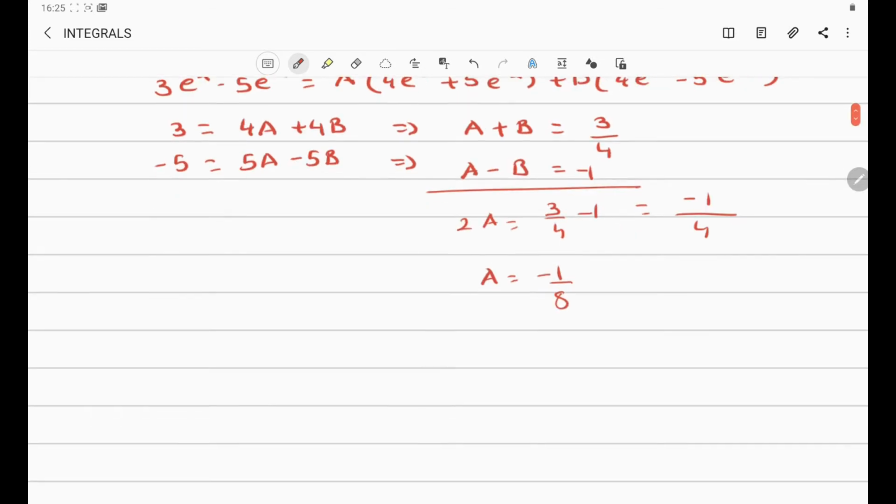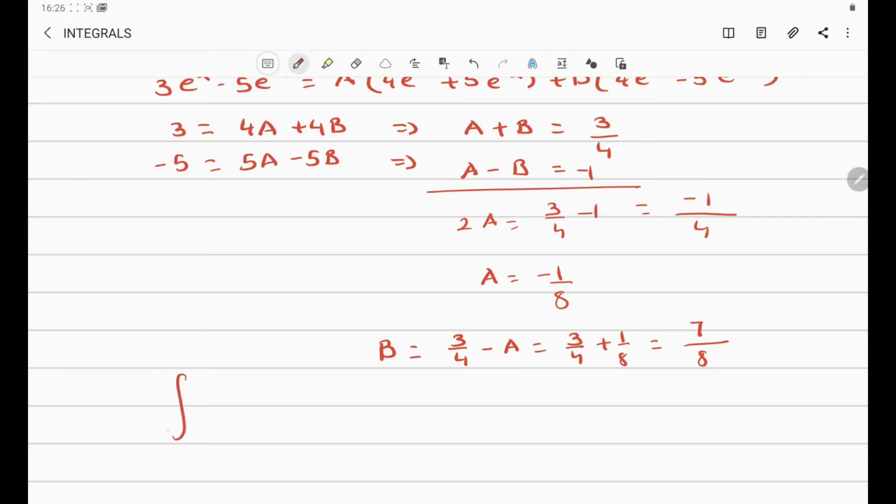Now, let us find what b is. We can get the b value by substituting in any one of the equations. So, b is equal to 3 by 4 minus a, that is 3 by 4 minus minus 1 by 8, so plus 1 by 8. The LCM is 8. So, 6 plus 1 is 7 by 8. So, the value of b is 7 by 8.